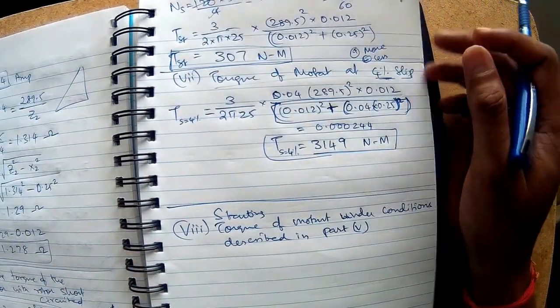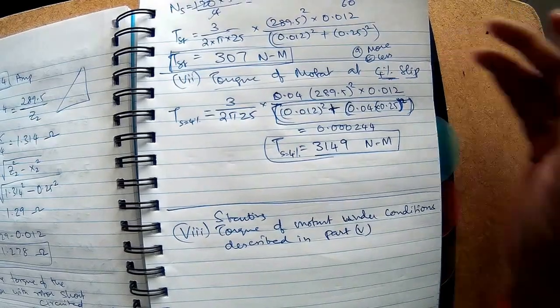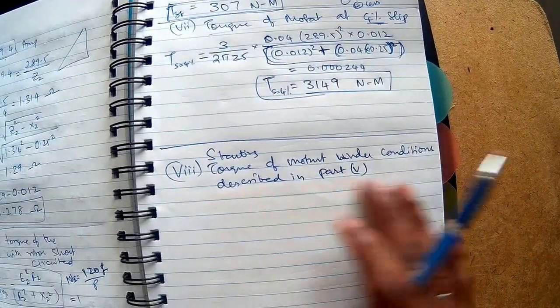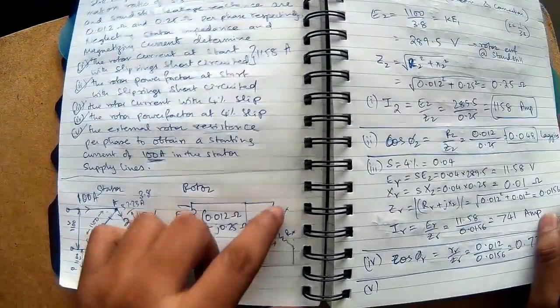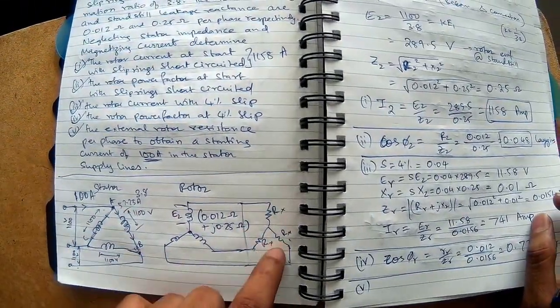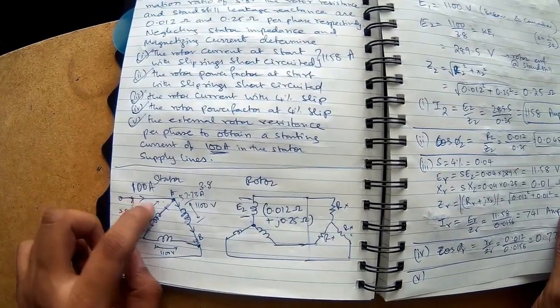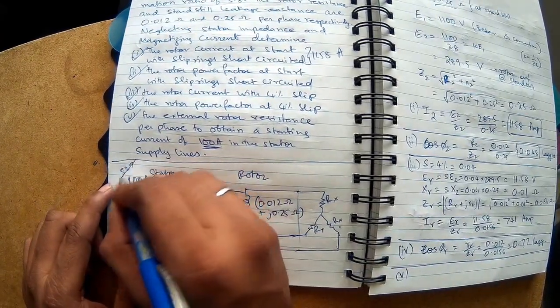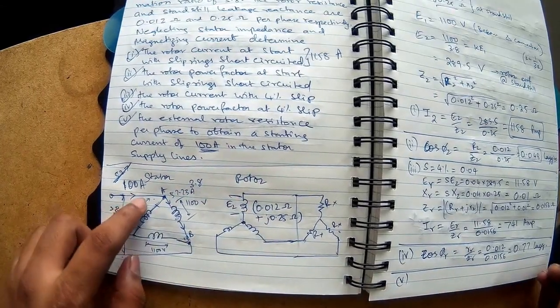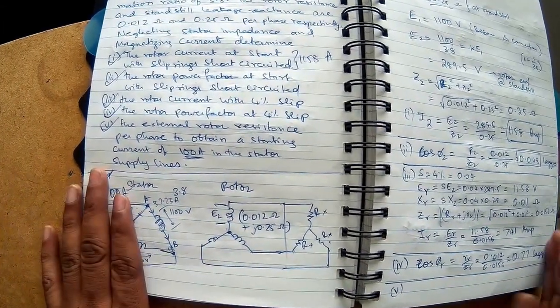Now, what are the measures to improve the starting torque? Just by adding some kind of external resistance. So what was the effect of adding this Rx? One effect is the input current is limited. Earlier it was 527 amperes. That current is now coming down to only 100 amperes.